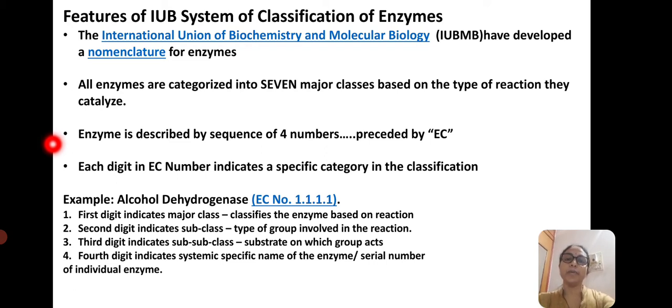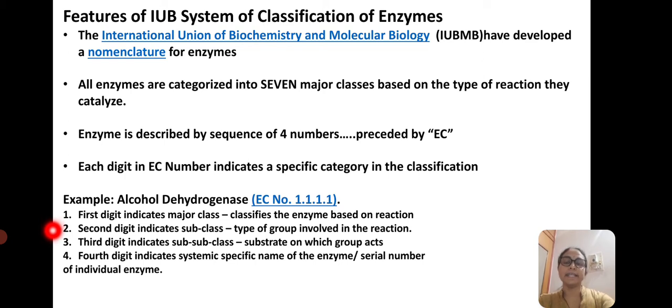The IUBMB classification is very detailed, giving all the specific details of the enzymatic activity during a biochemical reaction. So an enzyme is described according to this classification with a prefix, EC, the enzyme commission number. This EC number is made of 4 digits. For example, alcohol dehydrogenase is 1.1.1.1. The first digit is called the major class, which classifies the enzyme based on the reaction involved in the catalytic activity.